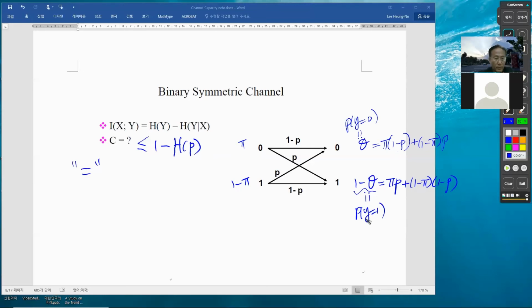Now let's go back to our question. When do we achieve equality? So here equality is achieved when pi is selected to be half. Let's try to take a look at it. What happens if pi is half? So this is half times 1 minus p, 1 minus pi is also half, so half times 1 minus p plus half times p. So half times 1, so this is half. So theta becomes half. And then when you do the same here, the answer is exactly the same. So 1 minus theta should be half as well.